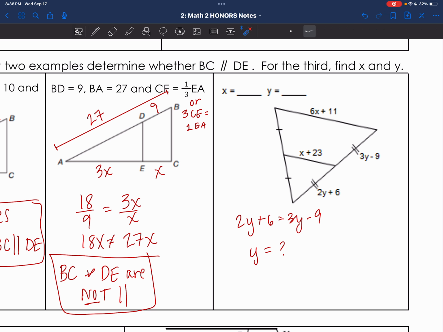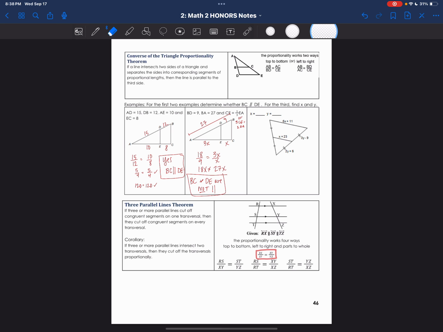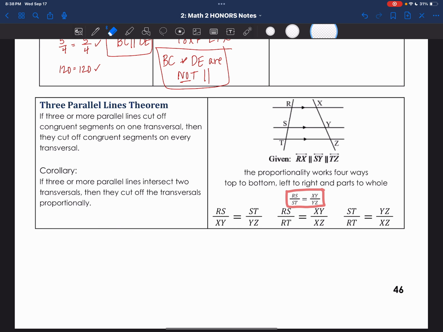So I got you started. So we have to figure out what y is first. Then once you get y, plug it in here. Then you can start to make your proportions with this side. So you're going to finish that part, and then we'll go over it later. But solve for y first, and go from there. All right, you have the 3 parallel line theorem.